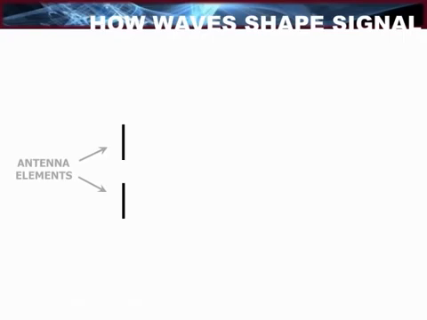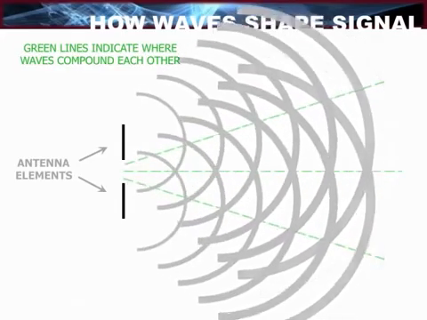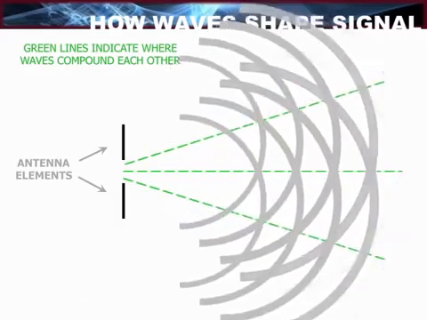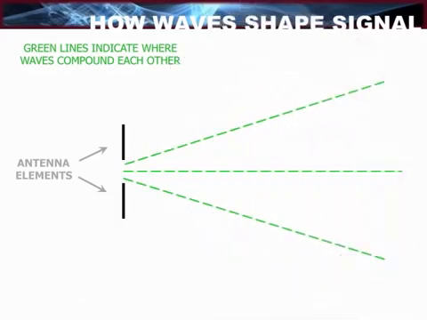Here we have two antenna elements, one directly above the other and separated by a distance. The two elements will generate waves. At some orientations, the waves will cancel each other out. At other orientations, the waves will compound each other.